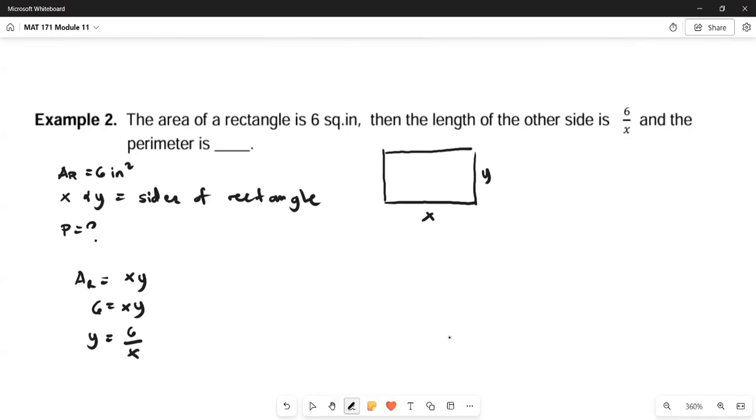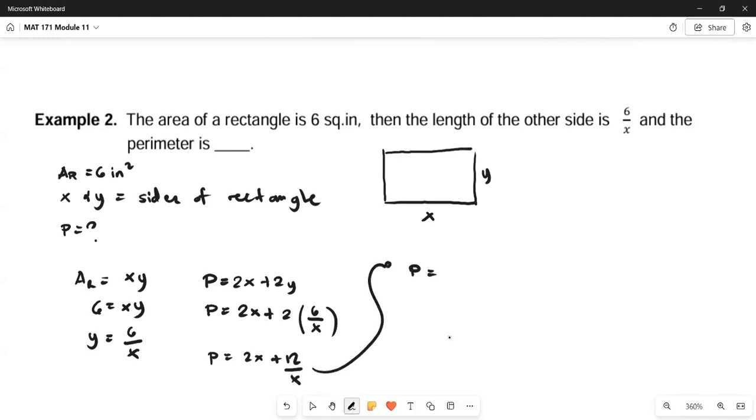And then kailangan natin is perimeter. Ano ang formula ng perimeter pagdating sa rectangle? 2x plus 2y. So gawin natin yan. P is equal to, meron ba tayong value ng x? So retain lang natin yung x plus 2 times 6 over x, which is yun yung y. So P is equal to 2x plus 12 over x. So simplify lang natin, P is equal to, factor out po yung 2, you will have x plus 6 over x. Therefore, it is our final answer.